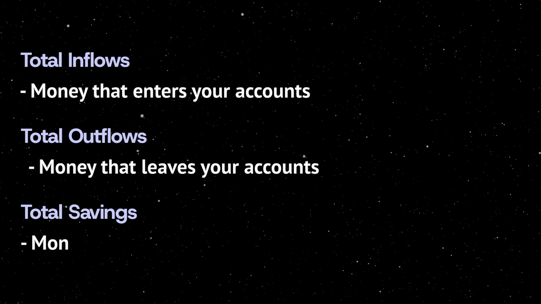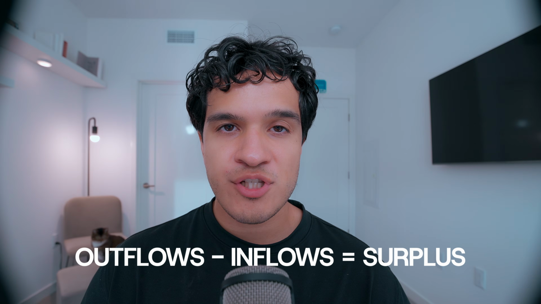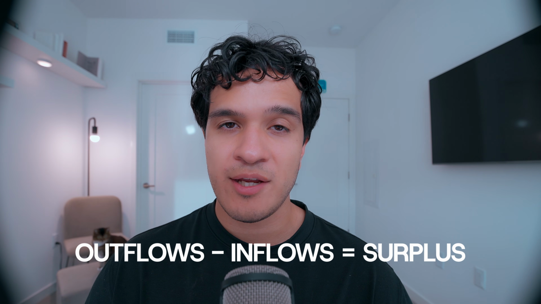Then everything that you're saving already. Maybe that's money that's going into a Roth IRA or a savings account. Now you just subtract the outflows from the inflows to get your total monthly surplus. And this might be the most important part of the plan because it shows us a real number of how much money we have left over at the end of every month to go out and achieve our goals.